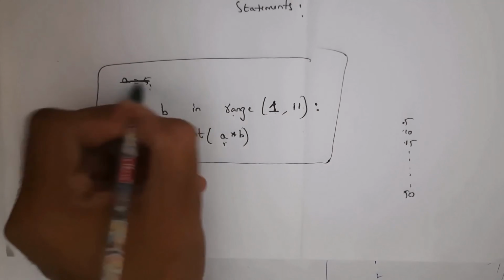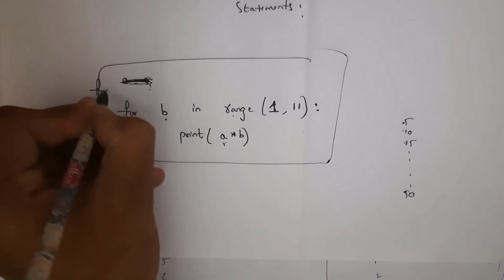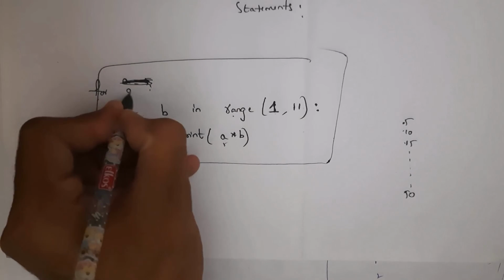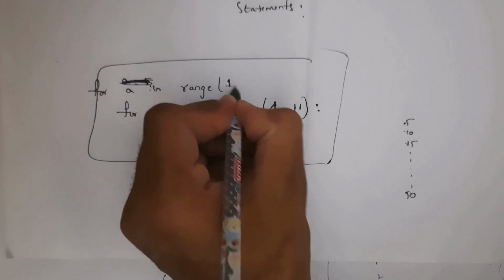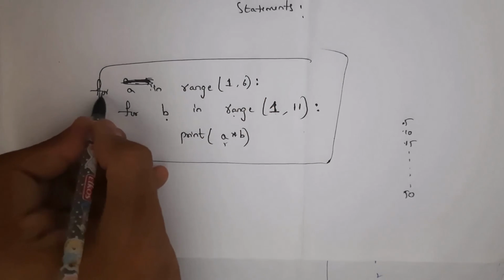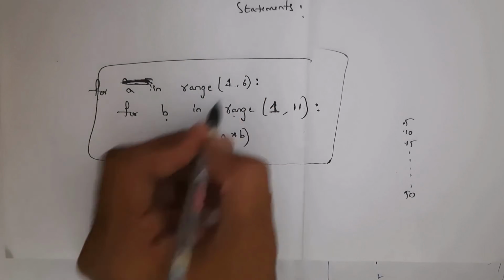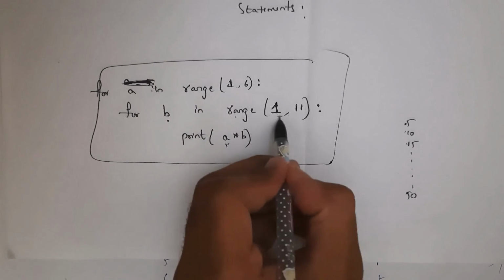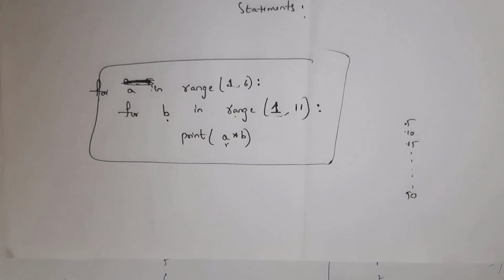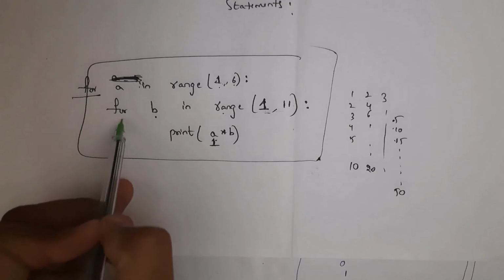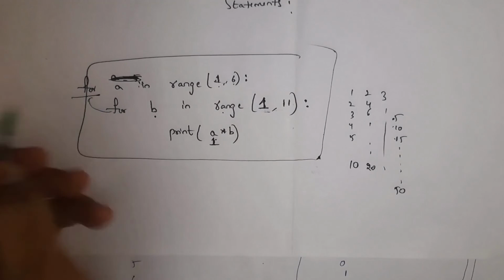So in place of a equal to 5, write for a in range. I want to print tables from 1 to 5, so write here 1 comma 6. Whenever you execute this code, at first it will take value 1 and it will print 1 table. Next it will take value 2 and it will print 2 table. After that it will print 3 table, 4 table and 5 table. If you write one for loop inside another for loop, then we call it a nested for loop.